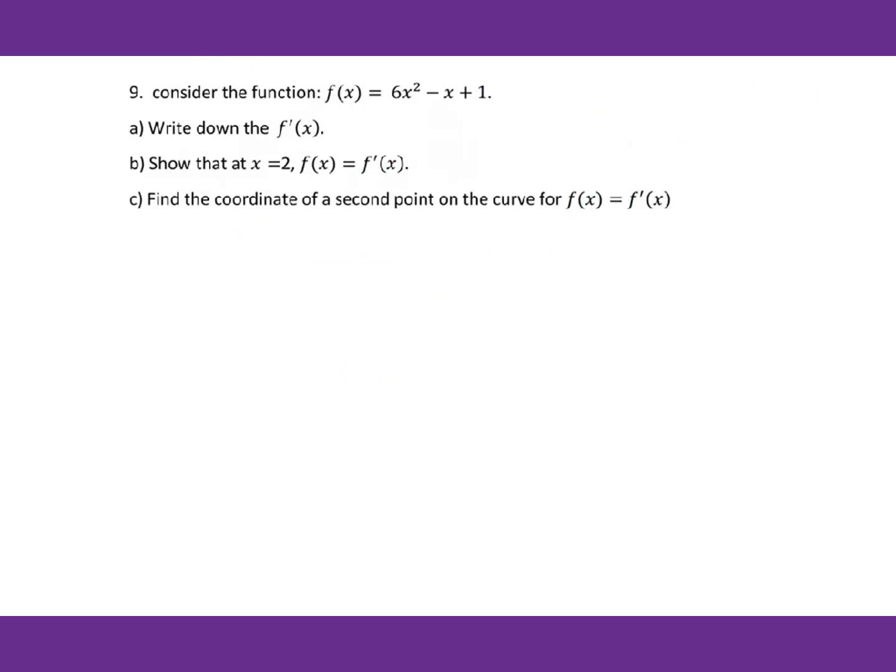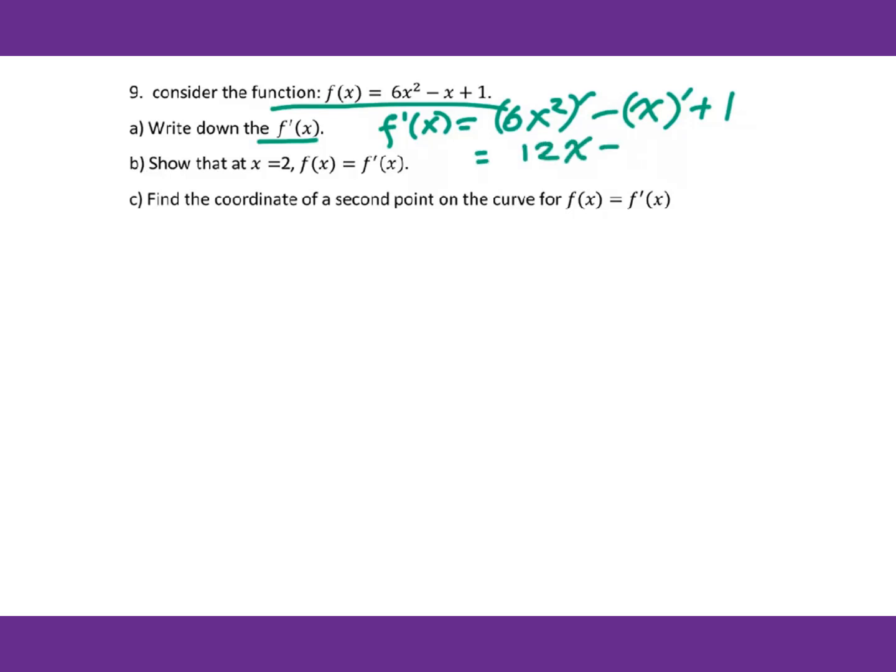Let's go to number 9. Consider the function f of x equals 6x squared minus x plus 1. Write down the derivative function. You will get 6x squared, do the derivative; minus x, we do the derivative; plus 1. So you get 12x minus 1.